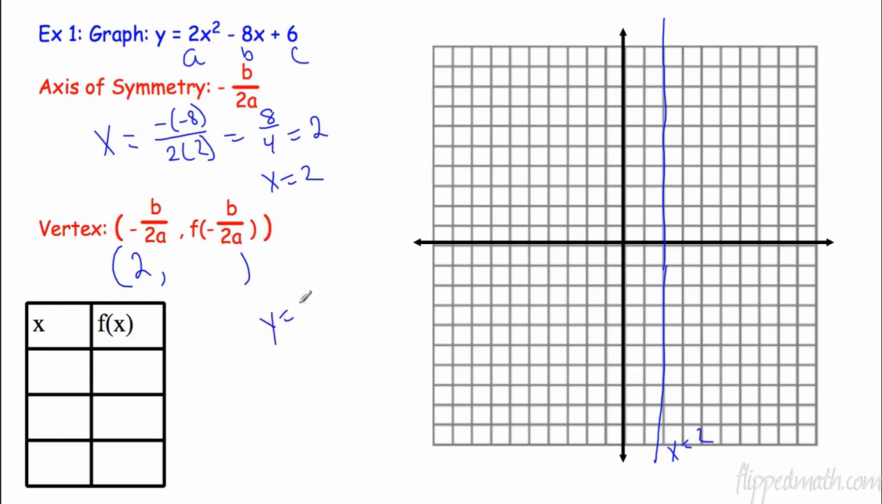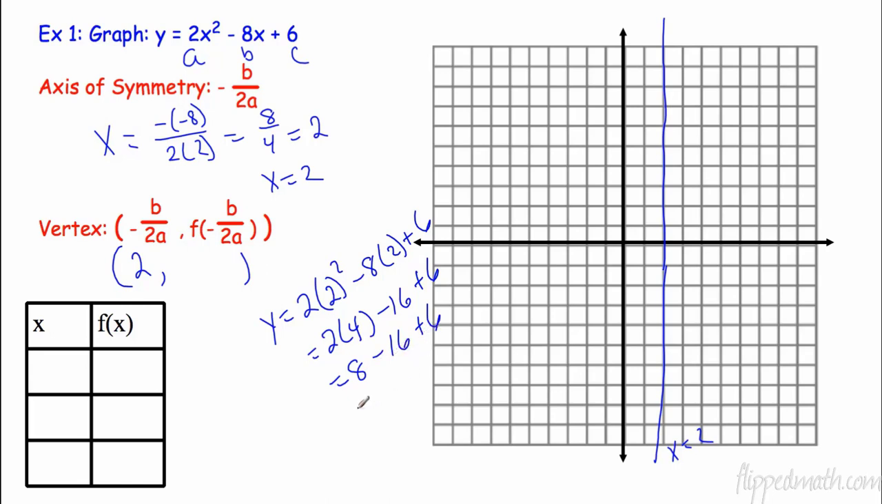So y equals, wherever I see x, I'm putting 2. So 2 times 2 squared minus 8 times 2 plus 6. So that's 2 times 4 minus 16 plus 6. That's 8 minus 16 plus 6. 8 minus 16 is negative 8. Negative 8 plus 6 is negative 2. So now we know our vertex is at (2, negative 2). Right there, we should plot that point, (2, negative 2).